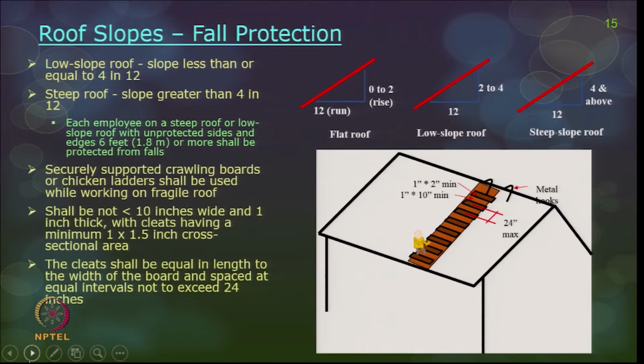Okay. And each employee, whether they are working on a low slope roof or a steep slope roof, should have proper fall protection in place. And even for a flat roof, where there are unprotected edges or sides along all the 4 corners, then again there should be adequate fall protection in place for those workers.